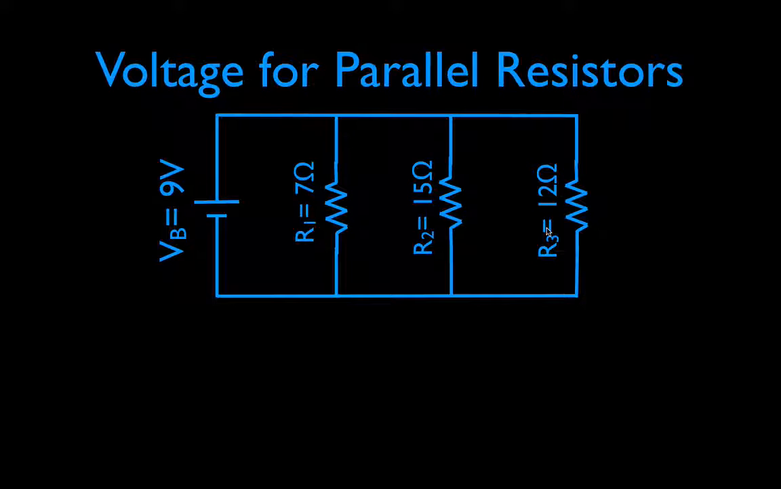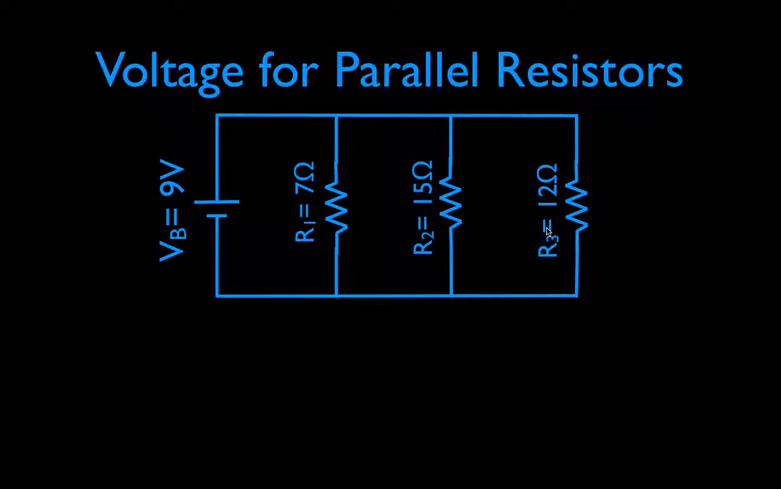Now this rule applies to any number of resistors in parallel. It doesn't matter whether you have 1, 2, or 3, or 4, or 5, or many more than that. You can apply the same rule to any parallel resistors. Also, in this video, I'm not going to calculate the voltage drops. I'm just going to go over conceptually how to use the voltage rule for parallel resistors.